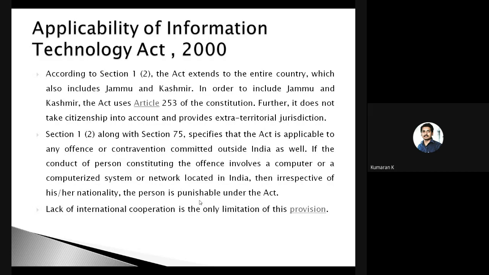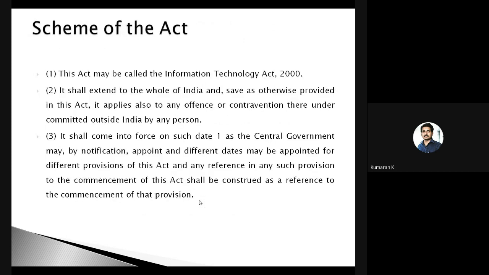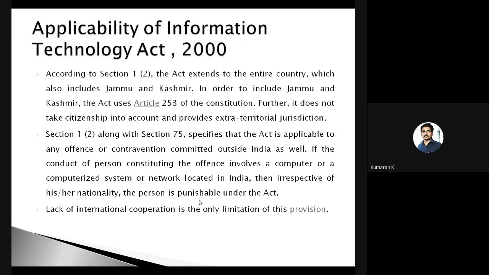If they hold another citizenship and commit a crime, and they are not produced, there is a mismatch in the law. That is the lack of international cooperation. On the international level the cooperation may not be there, and without cooperation there is a disadvantage in this provision. Provision here refers to this law. So that is the applicability of the Information Technology Act.